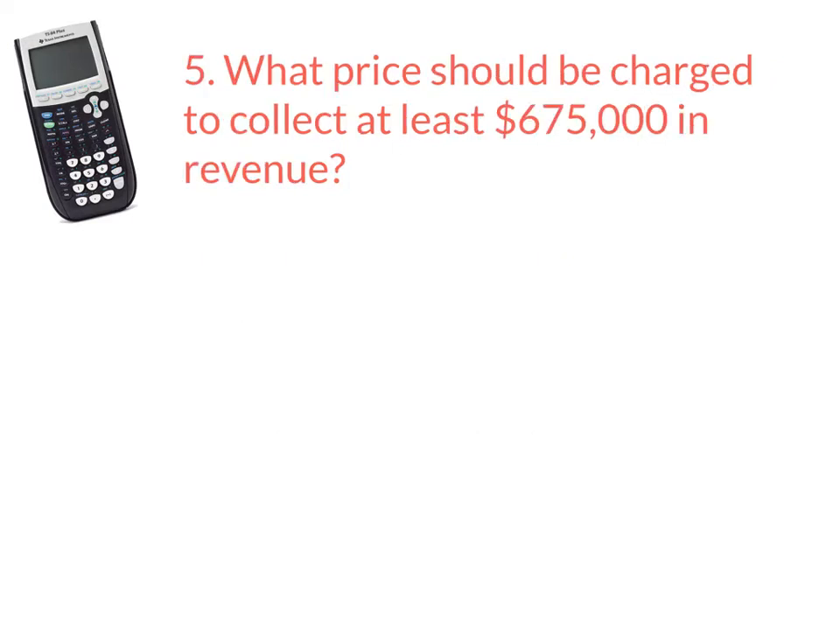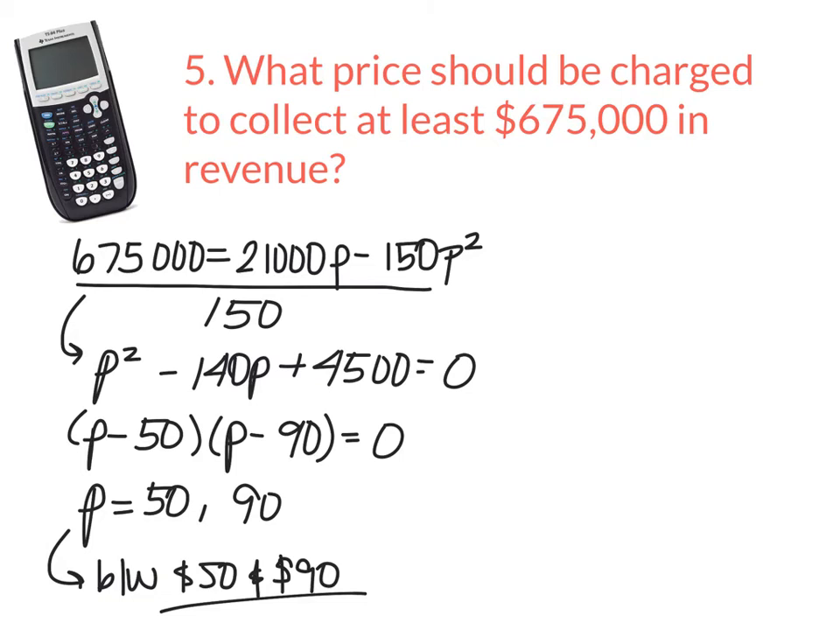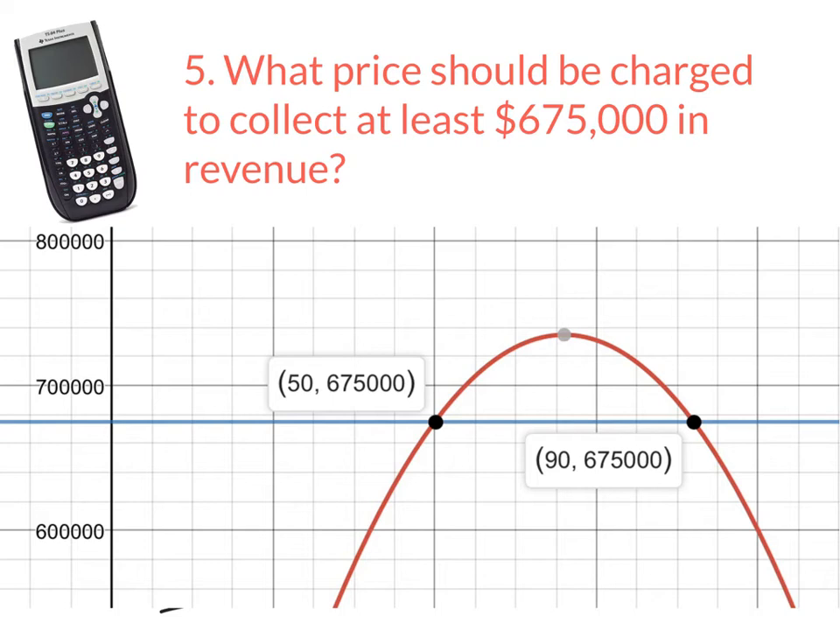So what price should be charged to collect at least $675,000 in revenue? So you probably guessed that we would plug this number into the equation for R and solve it out, and luckily I can divide the whole thing by 150 and I can factor, which is really nice, and I get 2 answers. I get positive 50 and positive 90, which means that between 50 bucks and 90 bucks is what I should charge to get at least this much in revenue. You could also graph a line like y equals $675,000 on top of your quadratic and find the 2 intersecting points on your calculator if you wish to, and you would also get 50 bucks and 90 bucks.